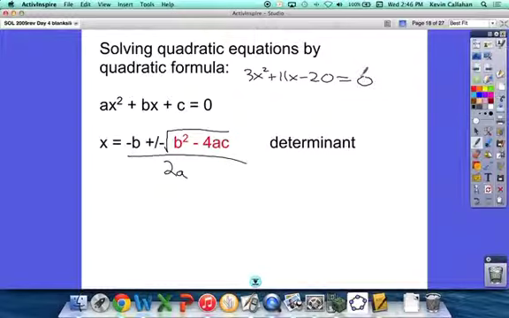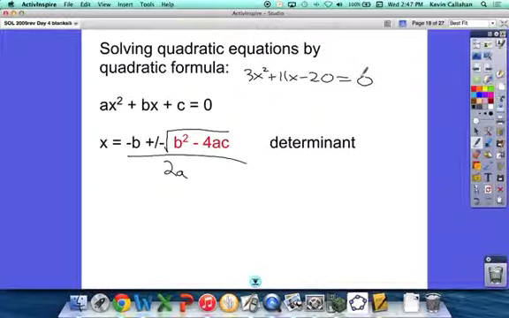You guys are pretty good at doing that. You could put it in your calculator too. Right? You can do the quadratic formula in the calculator. Store A equals 3, B equals 11, C equals negative 20. And then enter this formula using the alpha keys in the calculator.